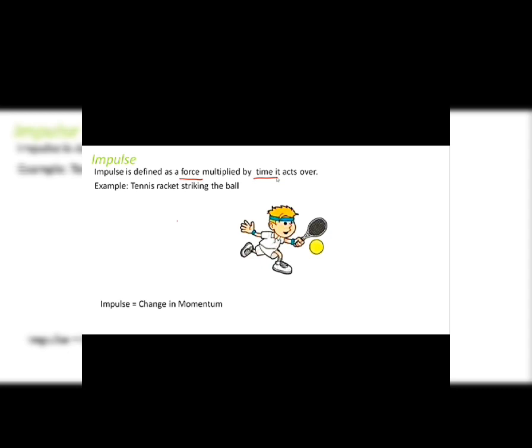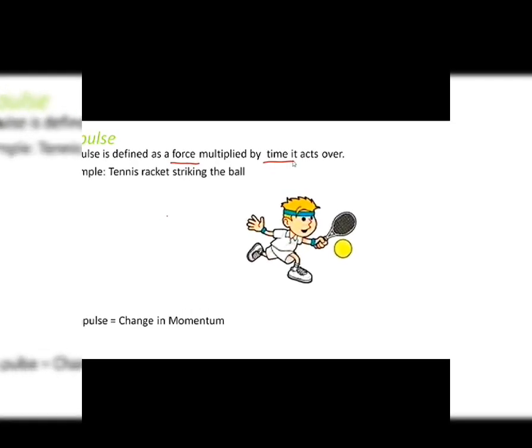For example, a tennis racket striking the ball. When you strike the ball with the racket, for some period of time the force actually acts on the ball. So that time multiplied by force gives you the impulse.